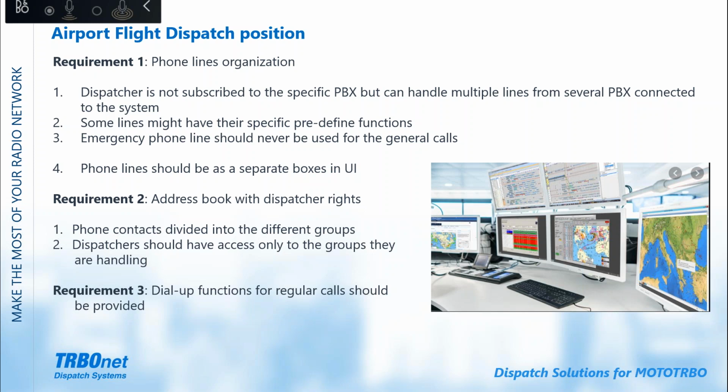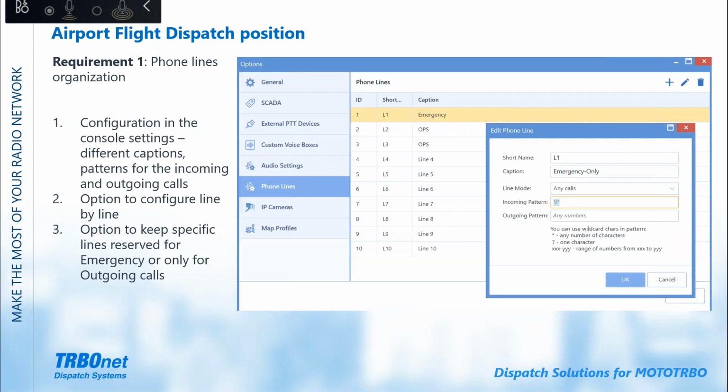Also, they want to have the address book, maybe grouped by different captions, but also closed by permissions. For example, one operator will have access only to part of the address book, another operator to the complete address book. And finally, they should still have the option to make calls like they did with normal hardware phones. So how did we implement this in our interface?